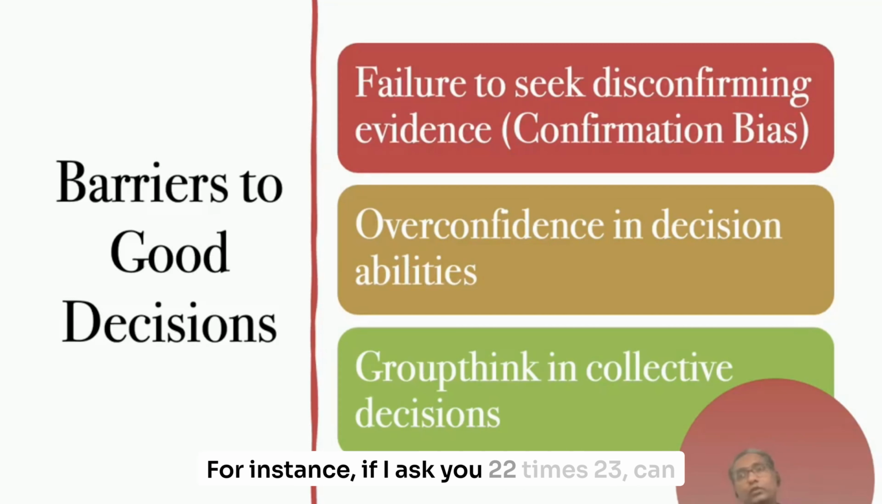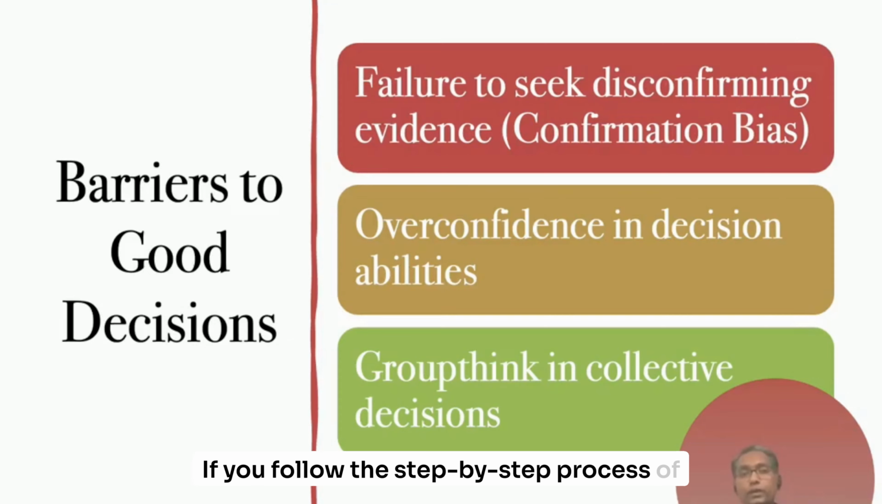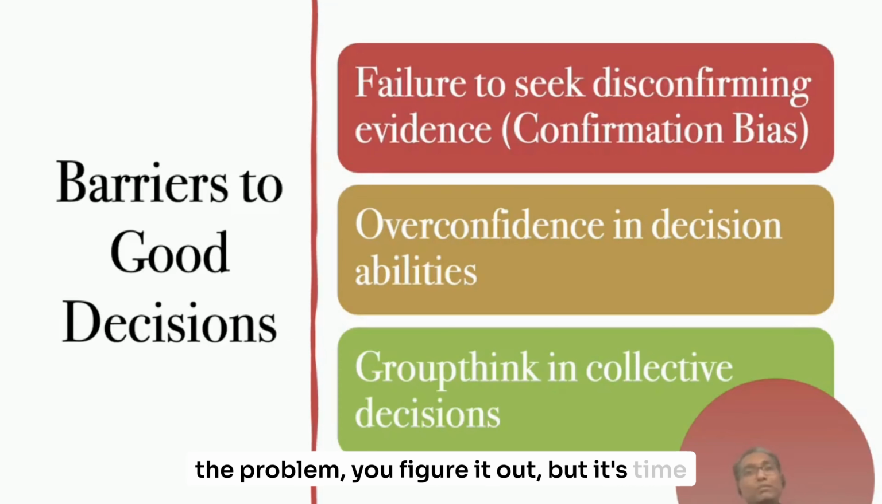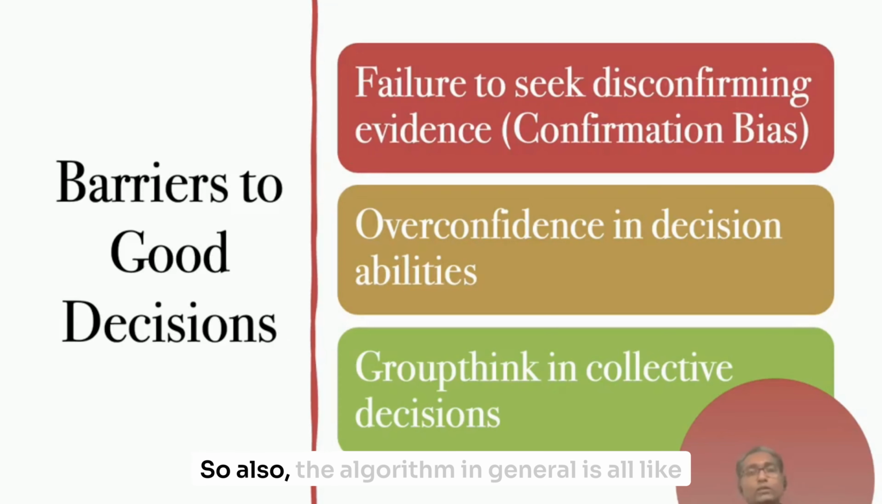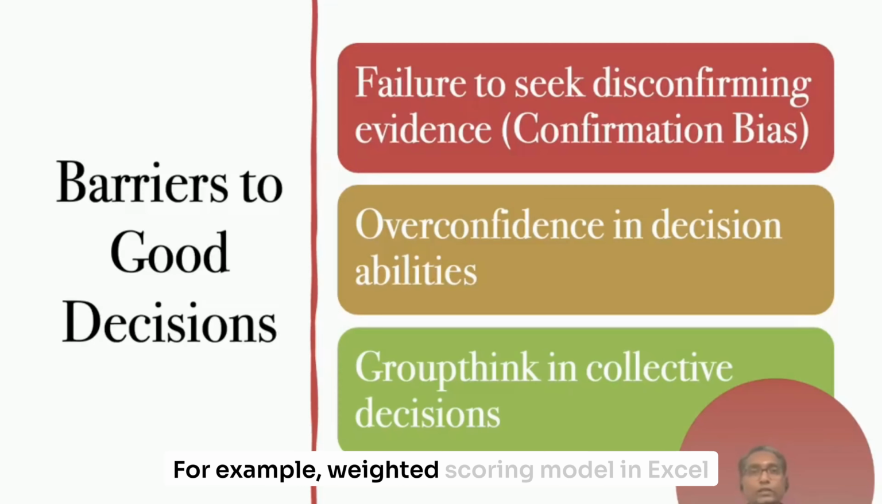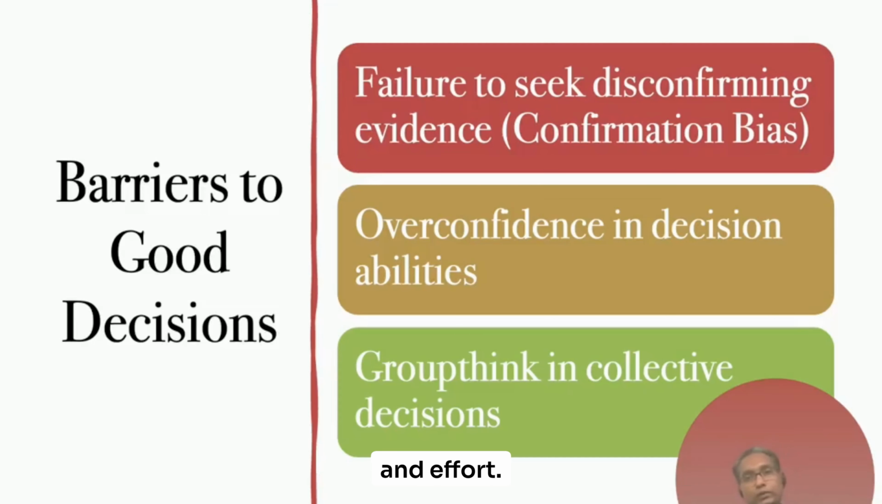For instance, if I ask you 22 times 23, can you answer that? Well, I'm sure you will if you follow the step-by-step process of the multiplication, work through the problem, you'll figure it out, but it's time consuming, right? Algorithms in general are step-by-step processes. For example, a weighted scoring model in Excel guarantees an optimal solution if properly specified, but requires a lot of time and effort.